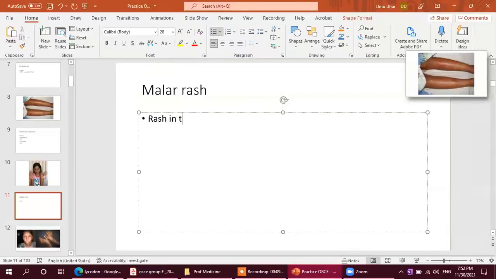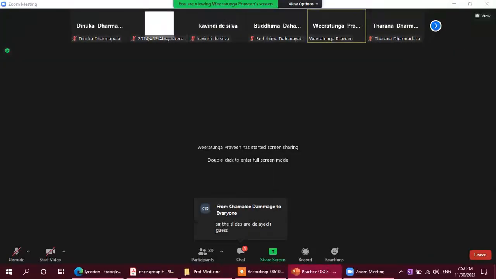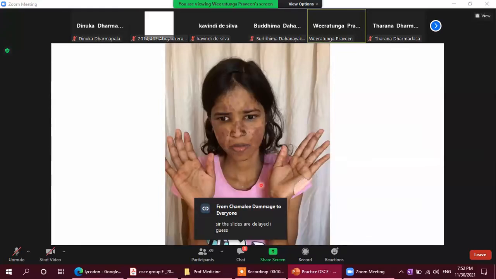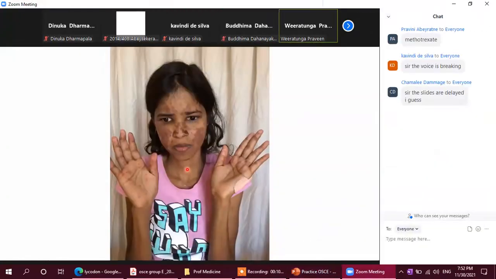Okay, SLE. Somebody has said erythema multiforme. I said erythema multiforme mainly for drug eruptions, okay? That is the main cause. So this is SLE.